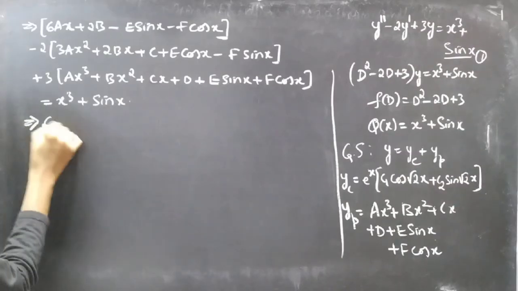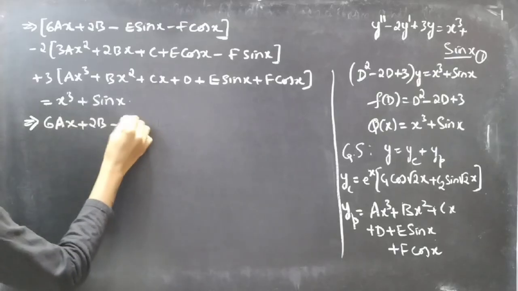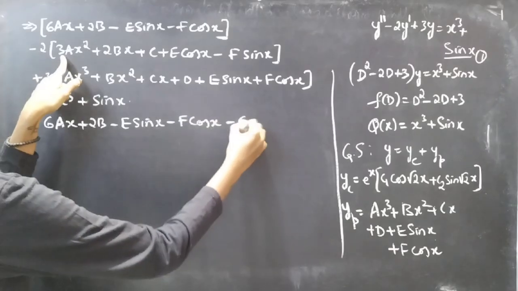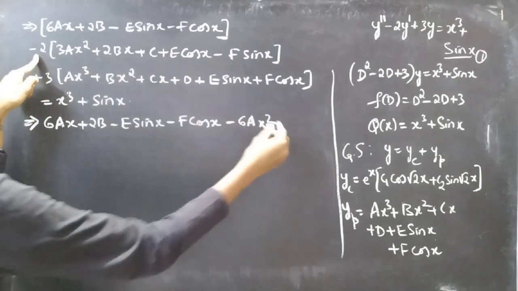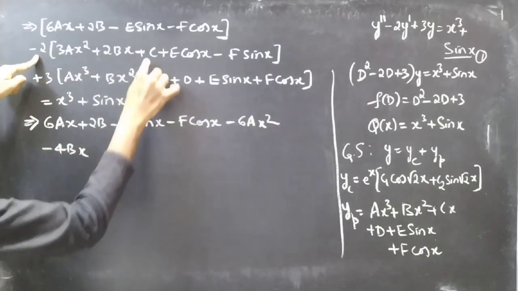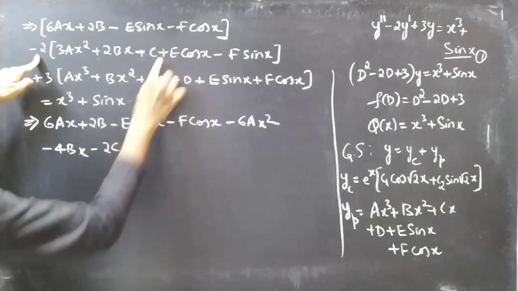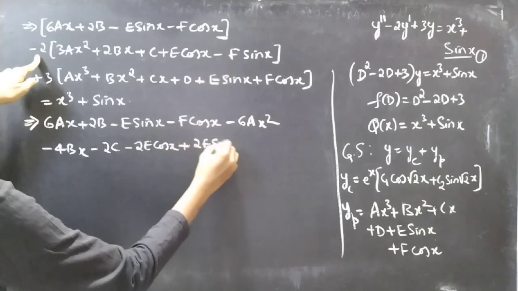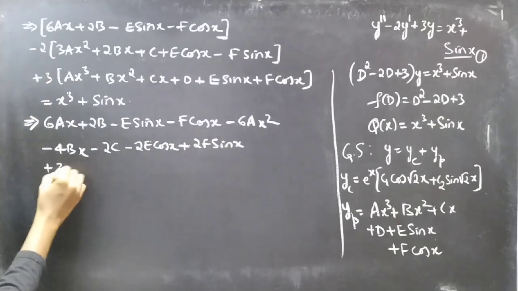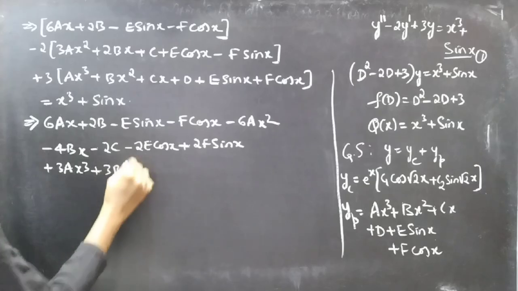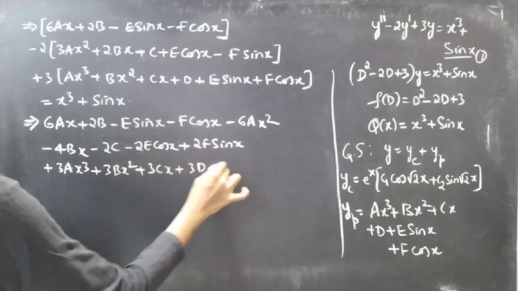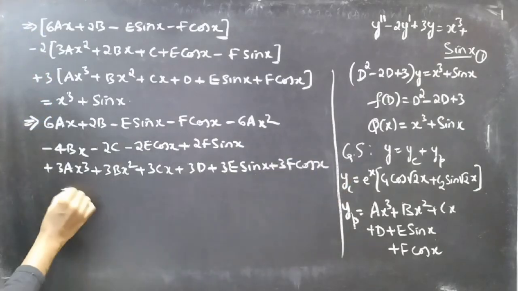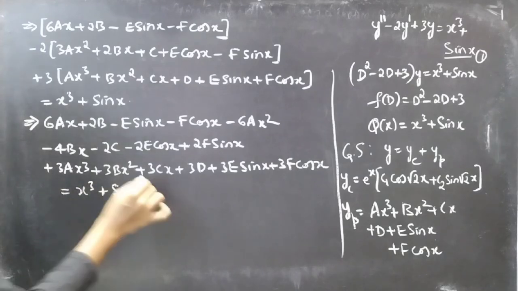Now simplify it. This gives us 6ax plus 2b minus e sin x minus f cos x, minus 2 times 3 is 6ax square, minus into plus minus 2 into 2 is 4bx, minus into plus minus 2c, minus into plus minus 2e cos x, minus into minus plus 2f sin x, plus 3ax cube plus 3bx square plus 3cx plus 3d plus 3e sin x plus 3f cos x equal to x cube plus sin x, right?